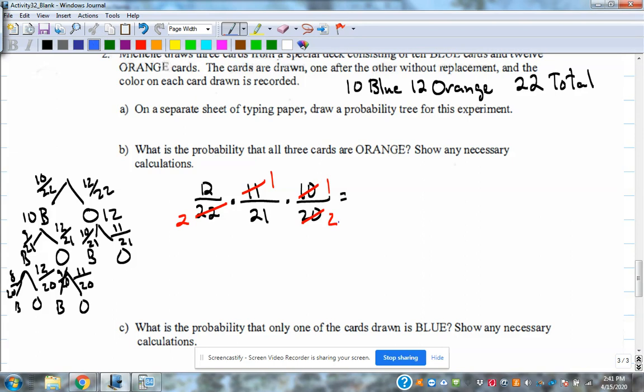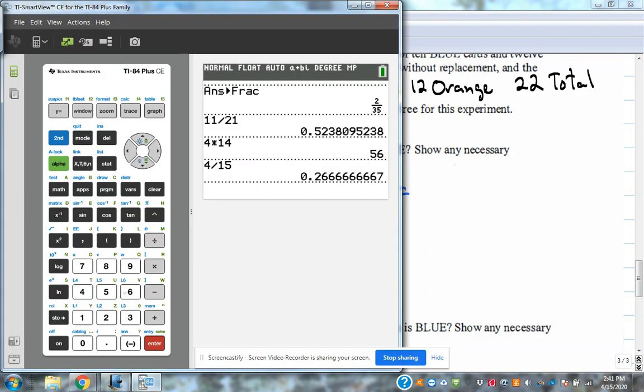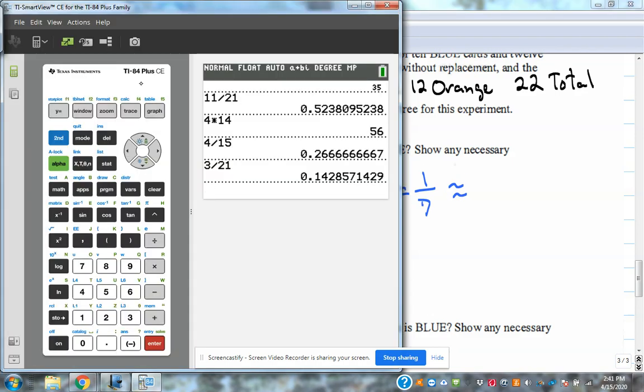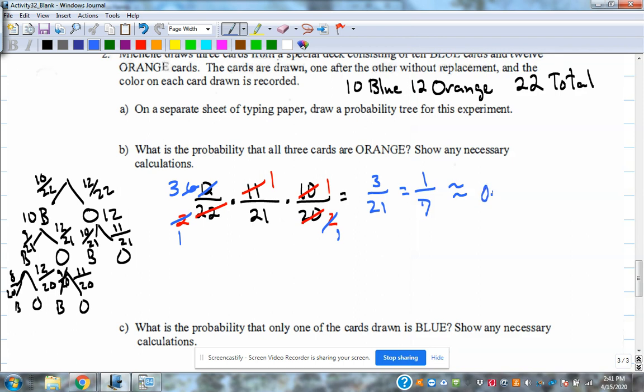And then I'm going to cross cancel the 2 with the 12. Make that 6. And this becomes a 1 and a 3. So 3 over 21 probability, which 3 over 21 reduces to 1 over 7, which as a decimal would be 0.143.